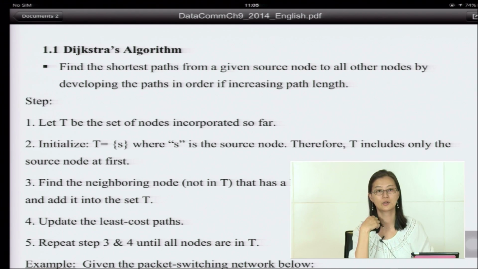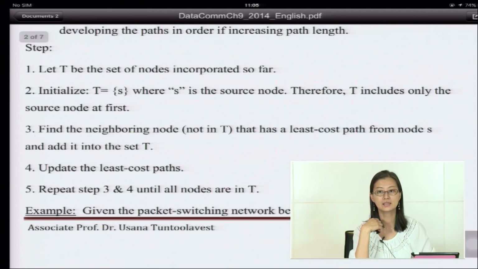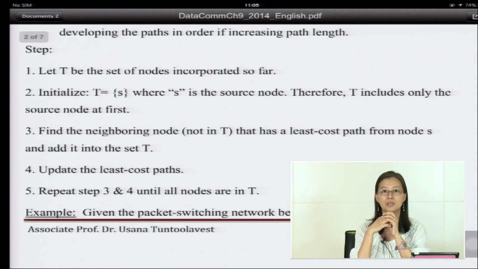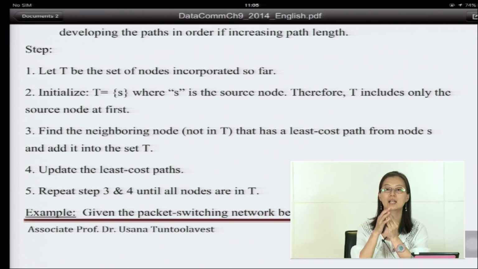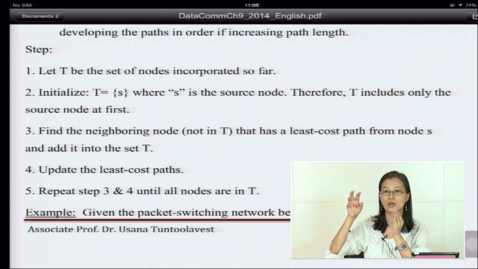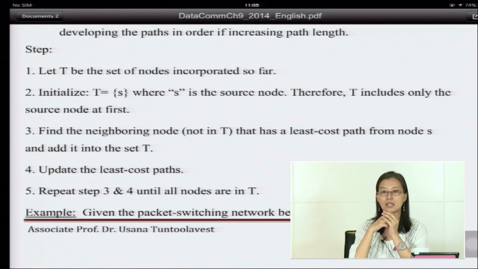So step 1, you let T be the set of nodes incorporated so far. At first, T is the set of nodes that is included in your search at this time. As I said, at first it will have only the source node, and then you increase one more and one more and one more until you include all of the nodes inside of the network.